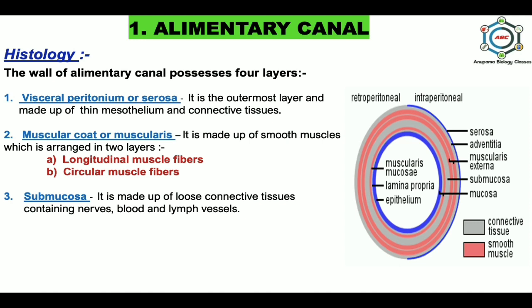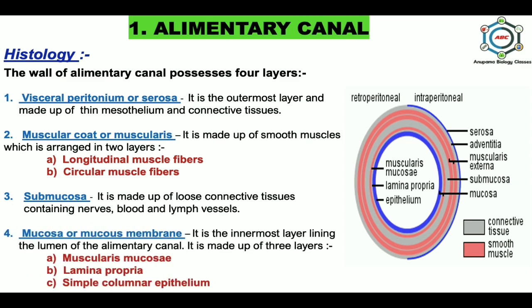After that, the submucosa. It is made up of loose connective tissues which contain nerves, blood, and lymph vessels. Between the muscular coat and submucosa, the submucosal plexus is present, which controls the secretion of intestinal juice. Next is the mucosa or mucous membrane, which is the innermost layer of the alimentary canal. It is made up of three layers. First is the muscularis mucosa, which is the outermost layer. After that, the lamina propria, which is in the middle, and the last one is the simple columnar epithelium, which is the innermost layer of the mucosa.